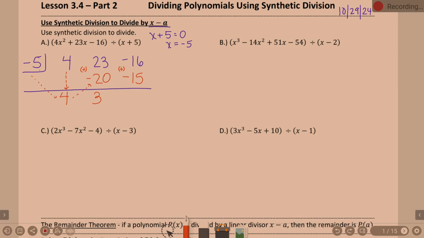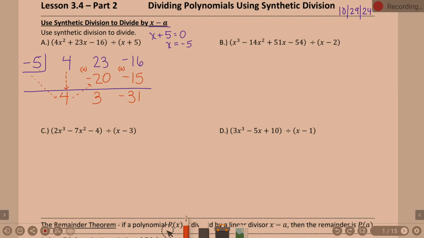What is negative 16 plus negative 15? Negative 31. Negative 16 plus negative 15 is negative 31. I'm so stupid. You're getting your careless math mistakes out of the way now. That's what you're trying to do.